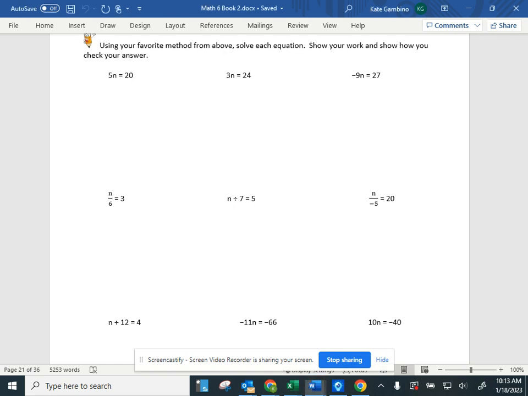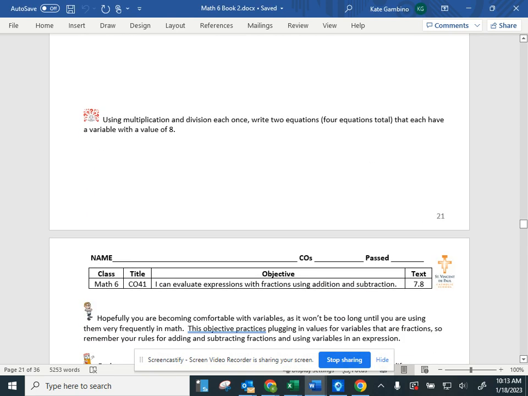So looking again back at the bottom, does anybody have an example for us? Amelia? Yes? You got one? 3n equals 24. If I put an 8 in there, 3 times 8 equals 24. So what would the opposite be? n divided by 8.